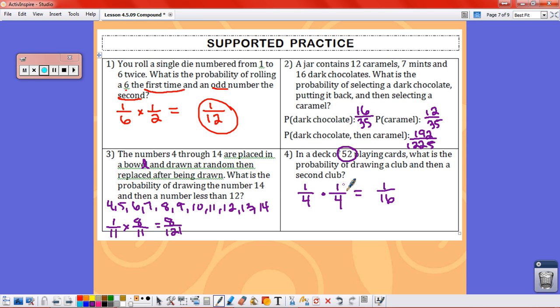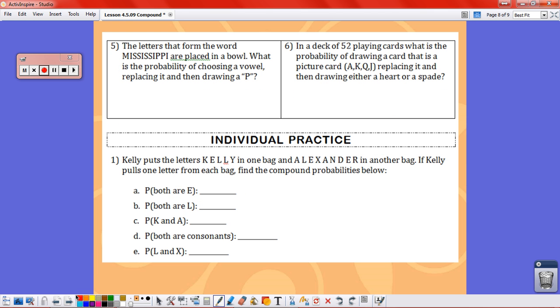And I see a lot of kids add the ones instead of multiplying. They'll remember to multiply everywhere else, but not with the ones, so make sure you check your work.